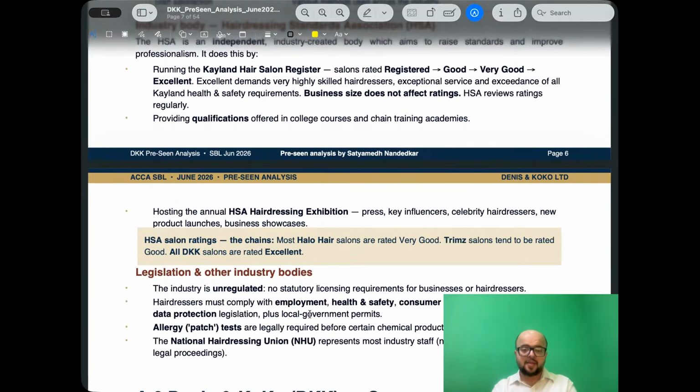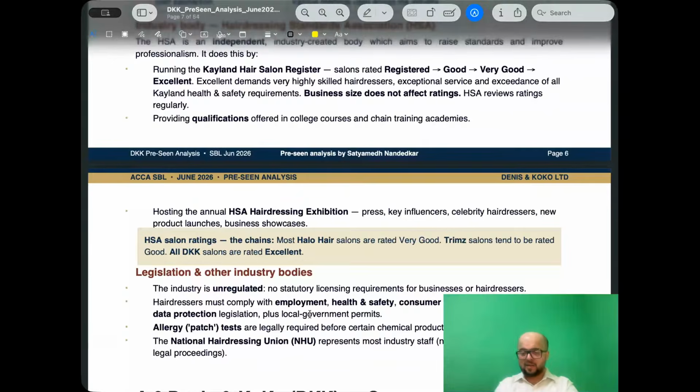HSA salon ratings: most Halo salons are rated very good. Trims salons tend to be rated good. All DKK are rated excellent. What is the legislation? The industry is unregulated. Thank God for that. There are no statutory licensing requirements for businesses or hairdressers.